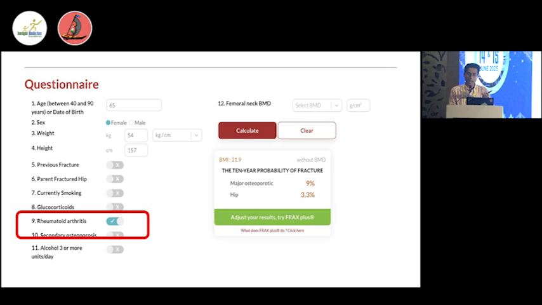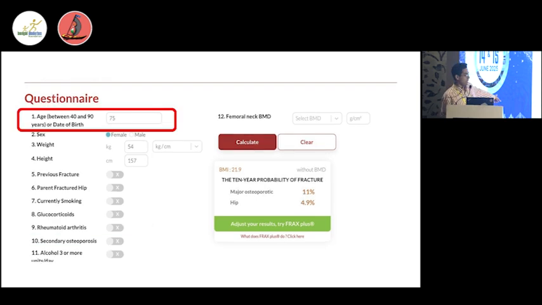So there are some adjustments to the FRAX tool that have been suggested. We can increase the age by 10 years. Whatever the age of the patient, if it's a 55-year-old, we keep it at 65. We will write 65 there. We'll tick mark rheumatoid arthritis, and if we have the BMD, in the T-score we can reduce 0.5.